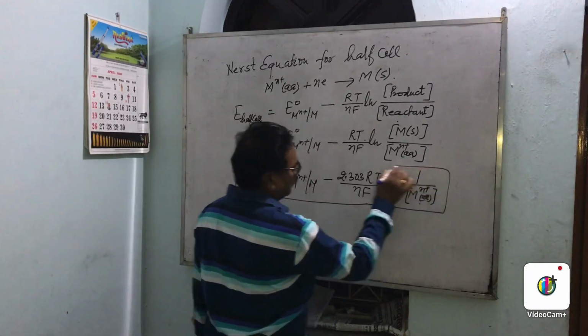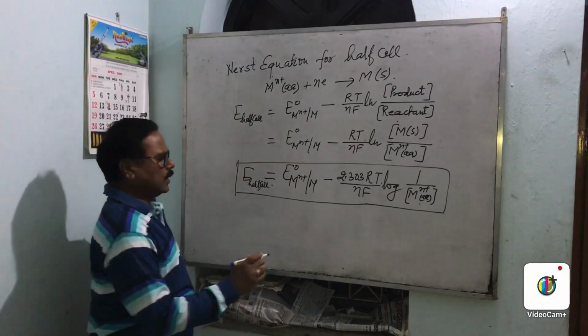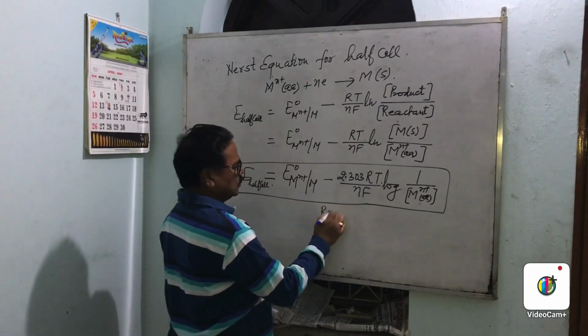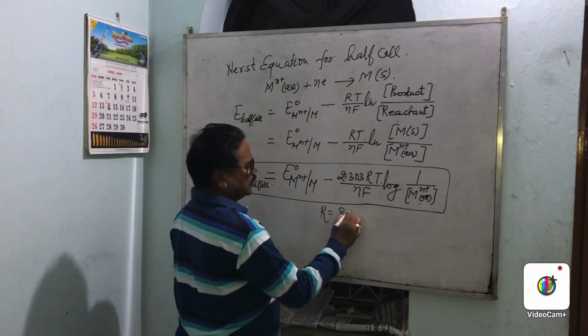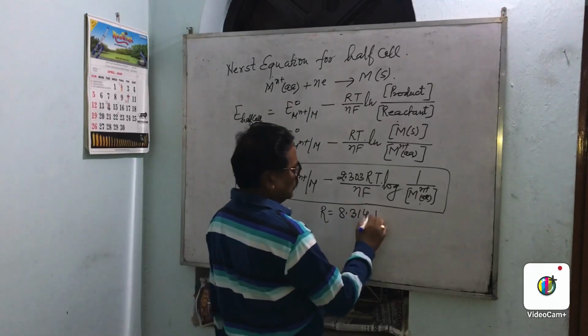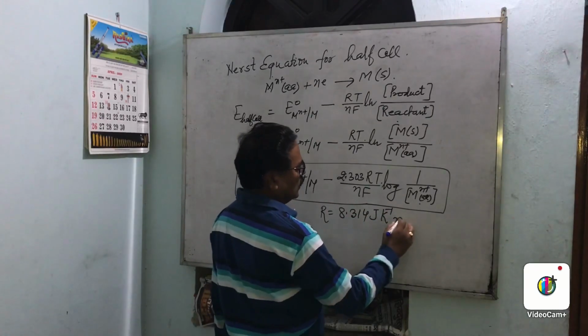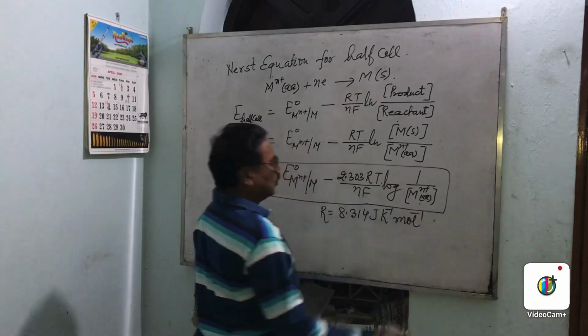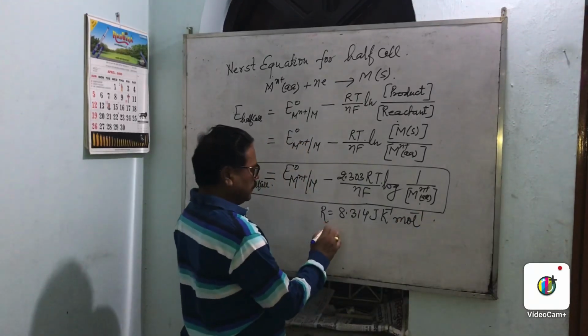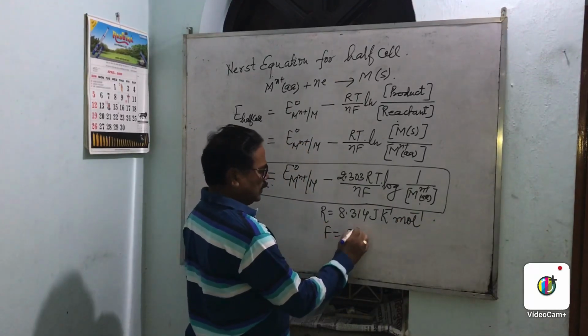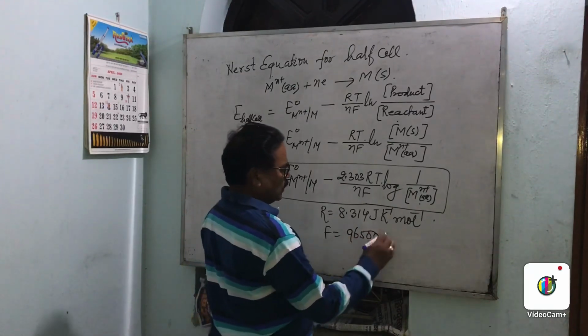Now, if we put in the values, in the question paper the values are given. R is equal to 8.314 joule per Kelvin per mole, and F is approximately 96,500 coulomb.